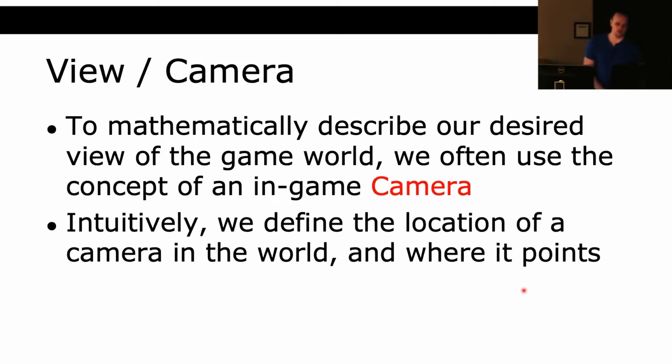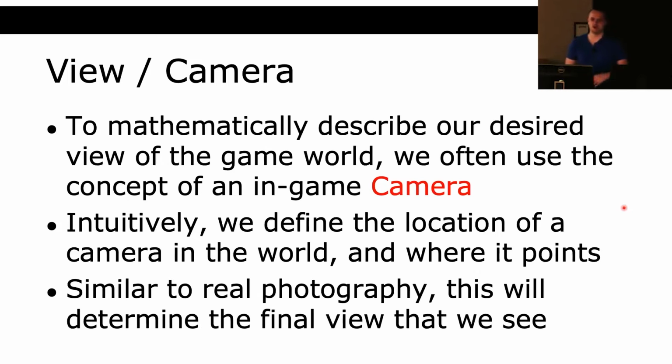So intuitively, we can define the location of the camera in the world and where it points, right? When I take an actual picture, let's say I wanted to get the whole class from a little bit above, then I could say, okay, the camera is at 0, 0, 0 in this 3D coordinate space, and it's pointing down and to the right a little bit. So I can define where the camera is. Similar to real photography, that will determine the final view of what we see.